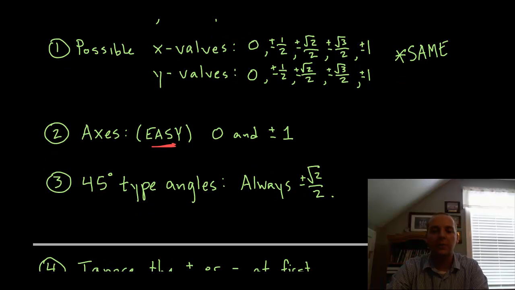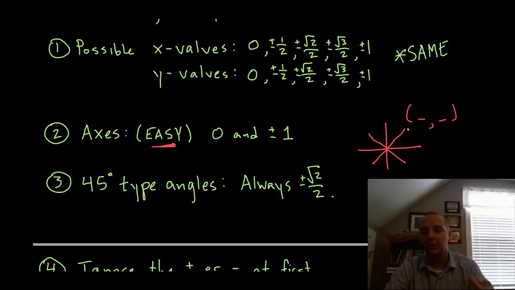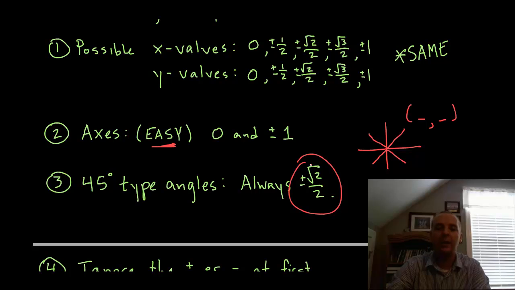Now, the 45-degree type angles. What do I mean by that? For those, I mean either 45 degrees or any symmetrical angle in any of the 4 quadrants. Because it's 45 degrees, the x and the y values will be the same. They have to match if it's along that line y equals x or y equals negative x. So these will always be the root 2 over 2 numbers and nothing else.